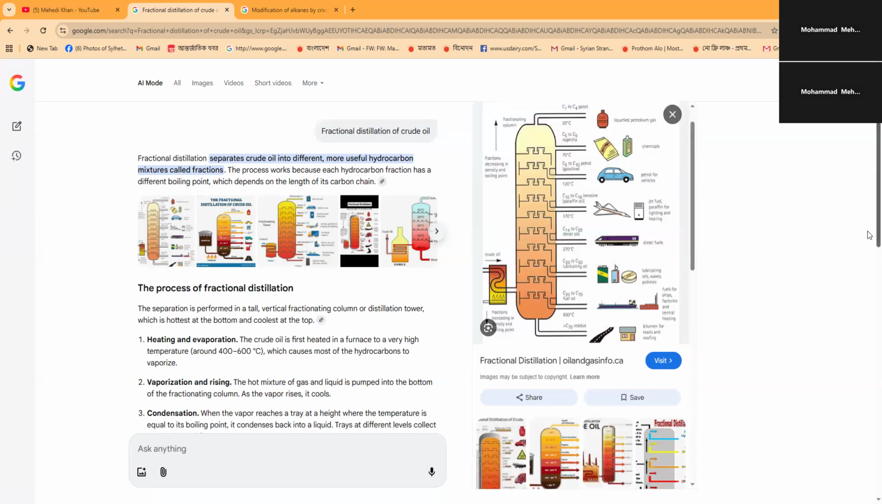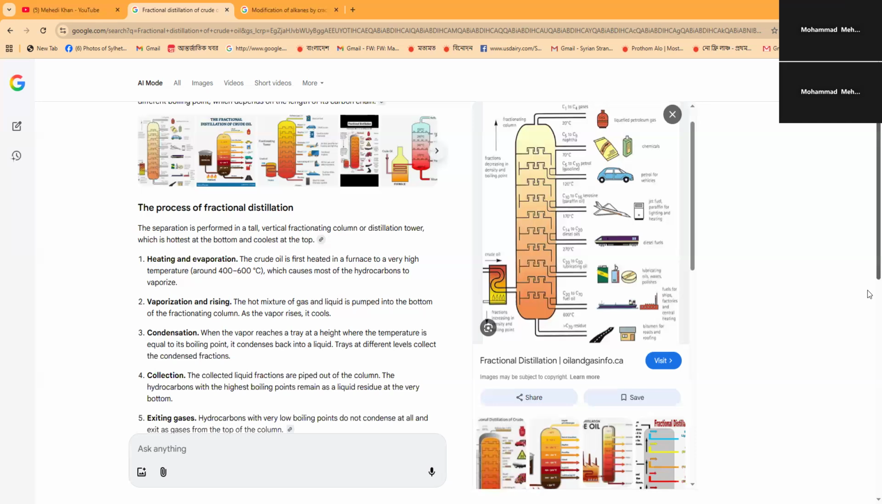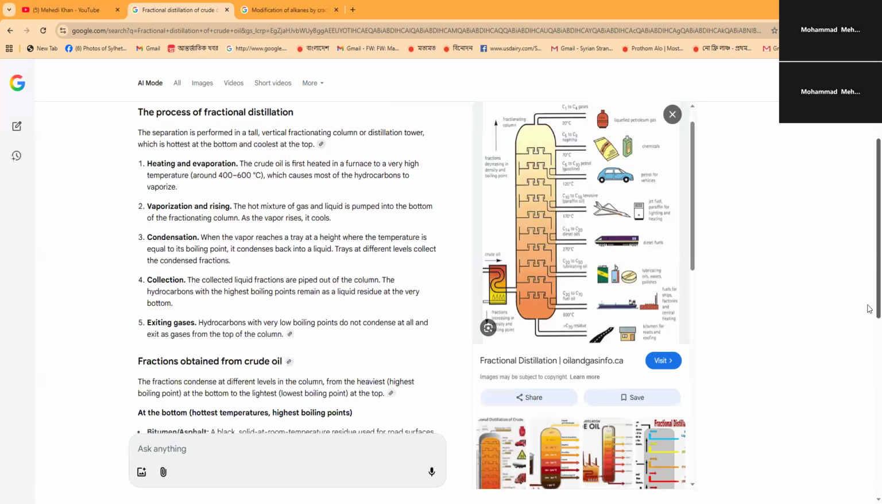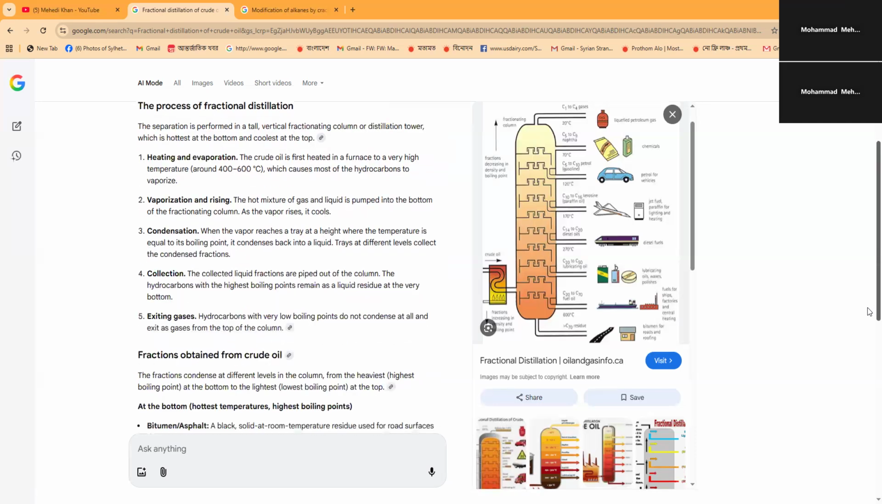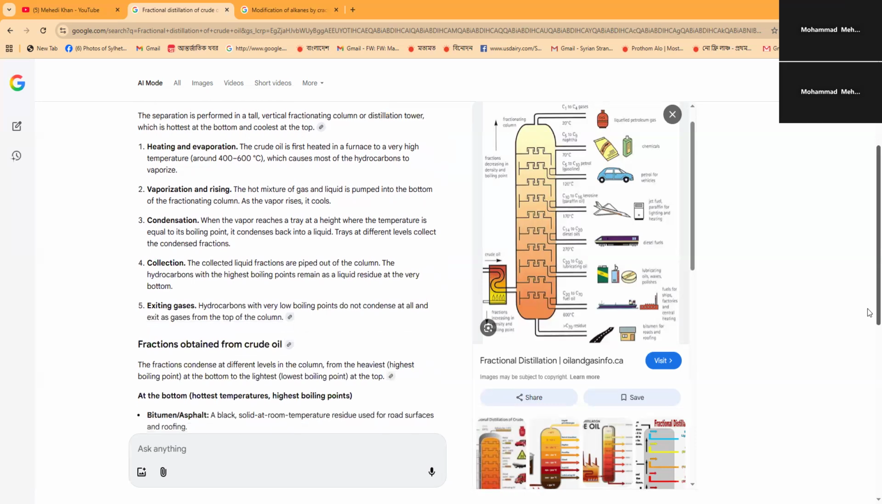Now, the condensation. When the vapor reaches a height where the temperature is equal to its boiling point, it condenses back into a liquid. Trays at different levels collect the condensed fractions. You can see these are the things. At the very top, you can see these are the gases, liquid petroleum gas, known as LPG, with carbon number 1 to 4. These are LPG.